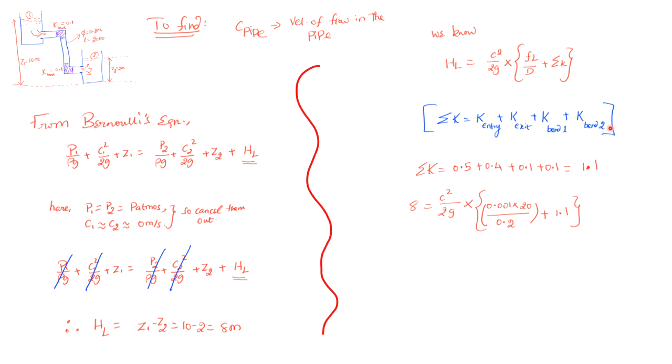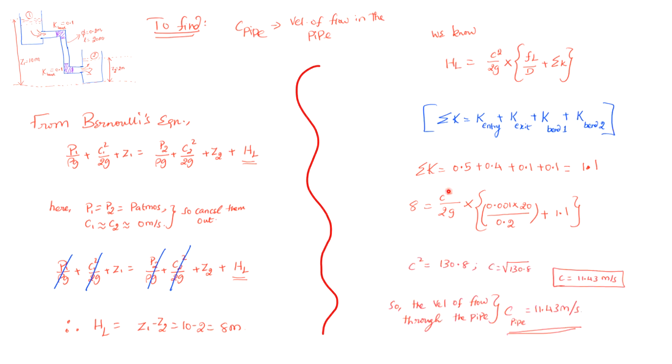We know HL from here. We already know the friction factor. It's given, the length is given, the diameter is given, sigma K, the sum of all the losses, we have just found out. The only unknown is C square. Well, C is the only unknown. If I substitute everything and rearrange the equation, I get the velocity to be 11.43 meters per second. Otherwise, the velocity with which the fluid is going to flow through this particular pipe is going to be 11.43 meters per second. It is so very simple, is it not?